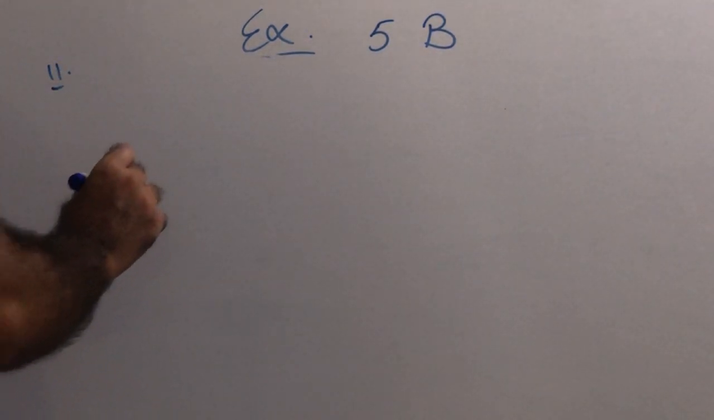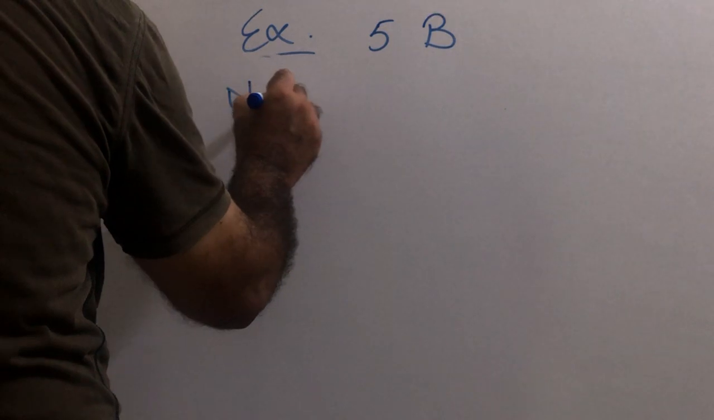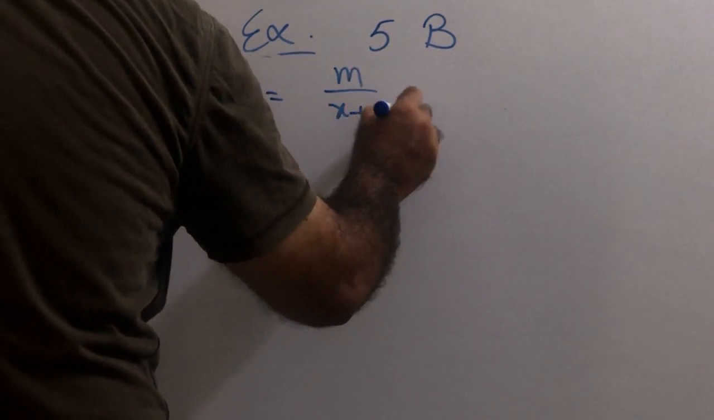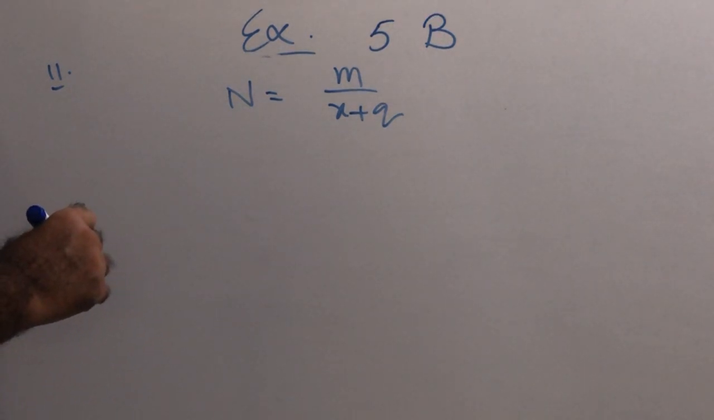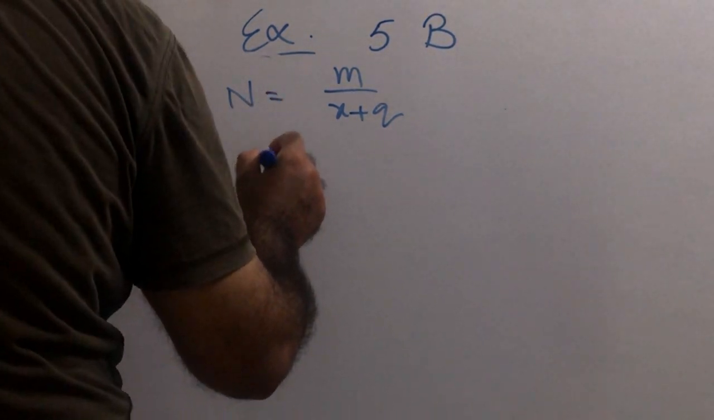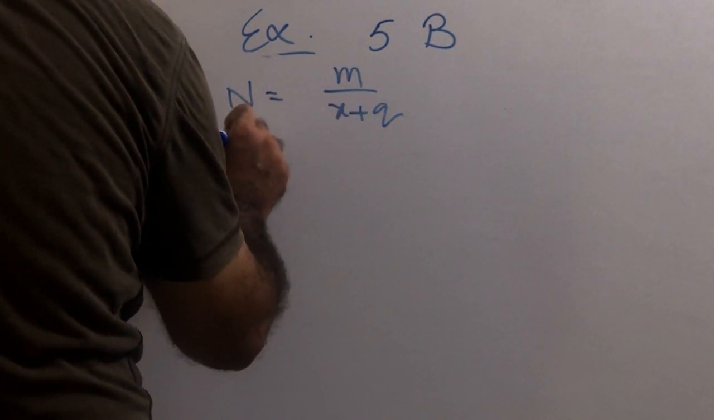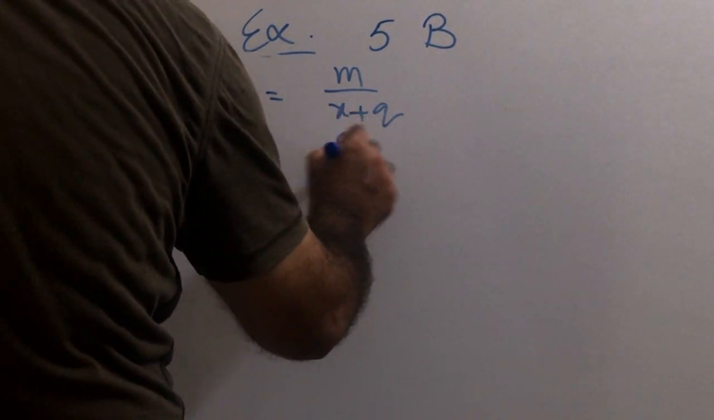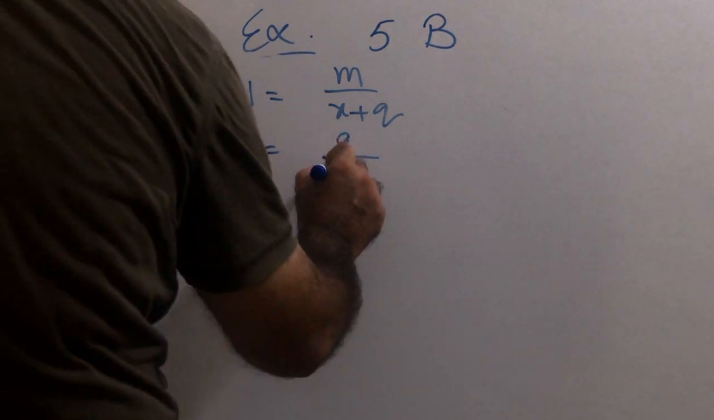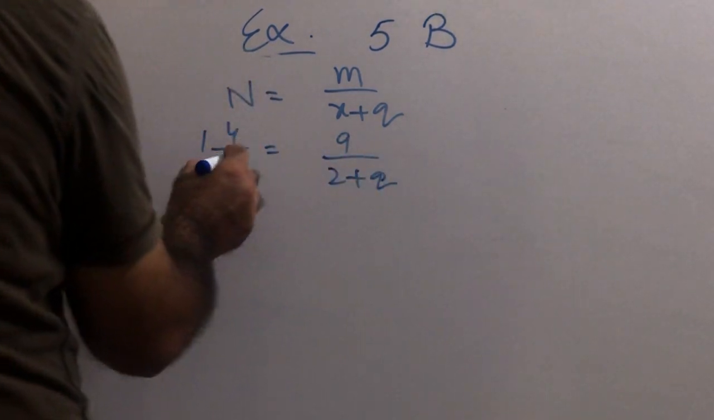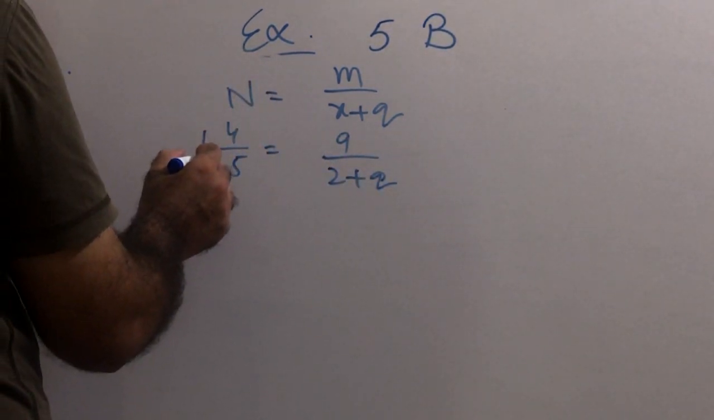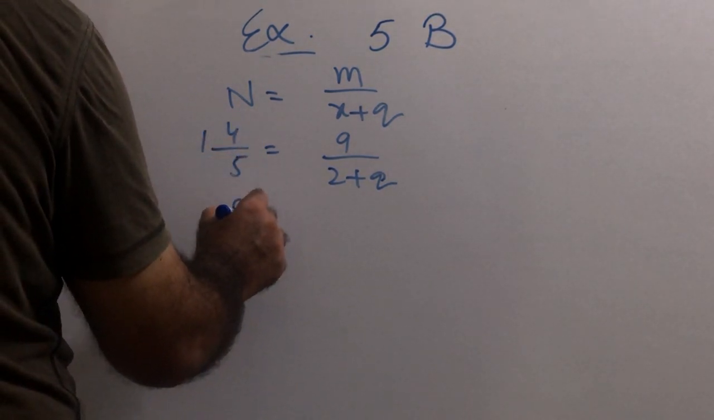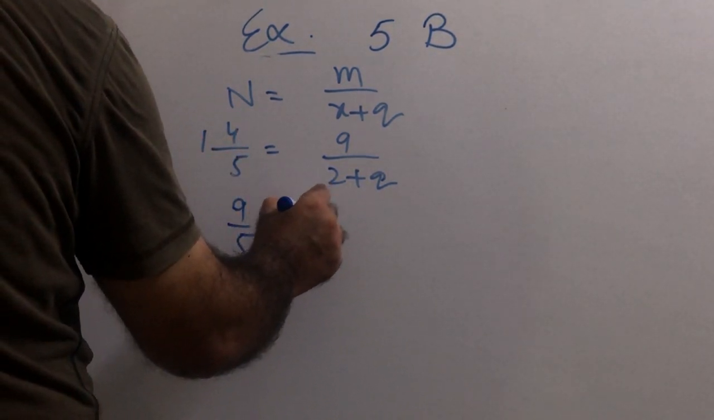So now if we look at question number 11, you will be doing this question. I will be just giving the hint. Formula is given. N is equal to M over X plus Q. We need to find the value of Q. N is given as 1 whole number 4 over 5. M is given as 9. X is given as 2. First bring it to an improper fraction. 5 ones are 5 plus 4, 9 over 5.